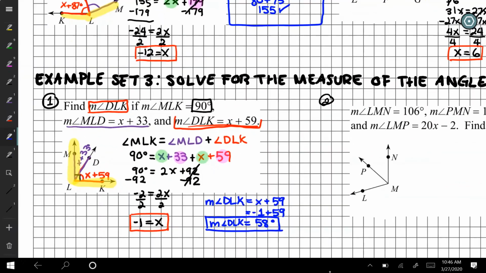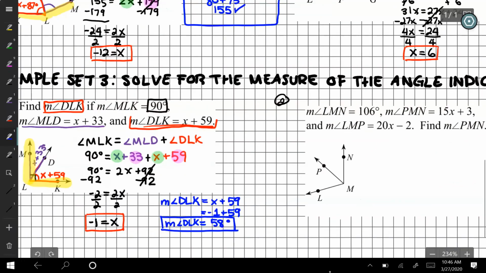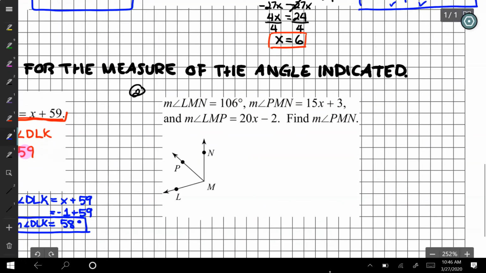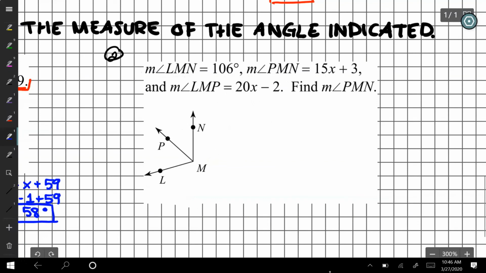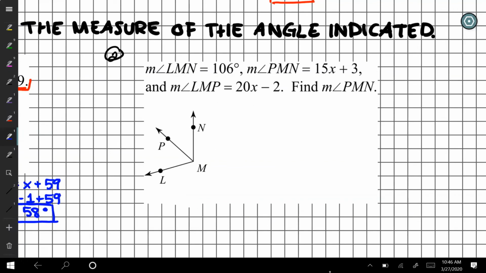Alright, so here we're kind of taking the two different concepts from the two examples that we did before this and putting them together. So we're going to do the same thing. This is our last example. So let's go through and start labeling. So angle LMN is our big angle. LMN measures 106 degrees. Okay. Angle PMN is represented by the expression 15x plus 3, and angle LMP is represented by the expression 20x minus 2.